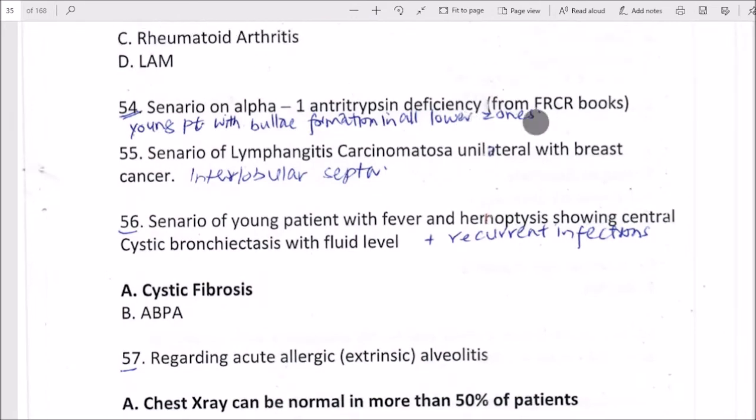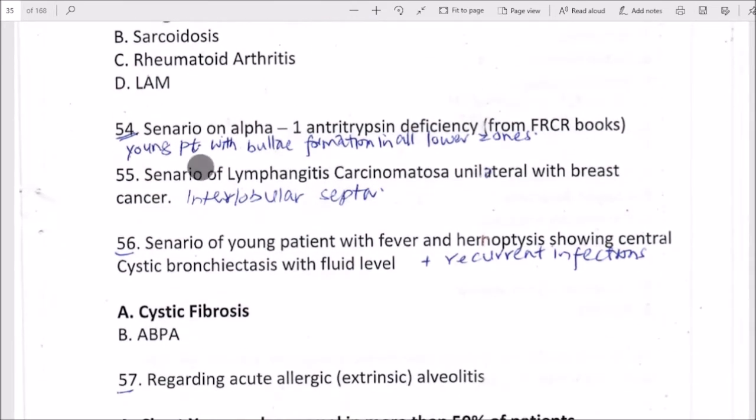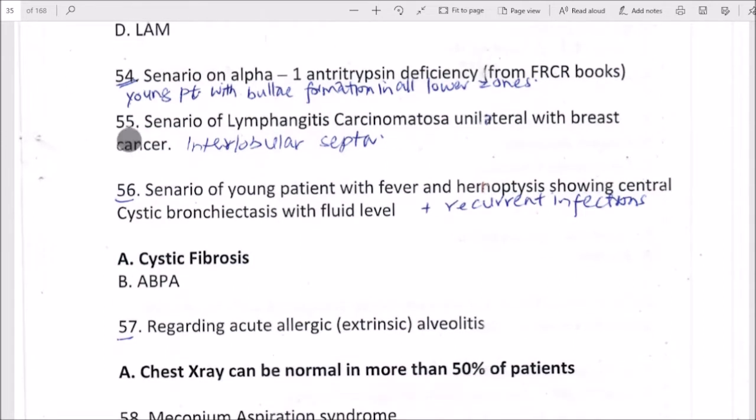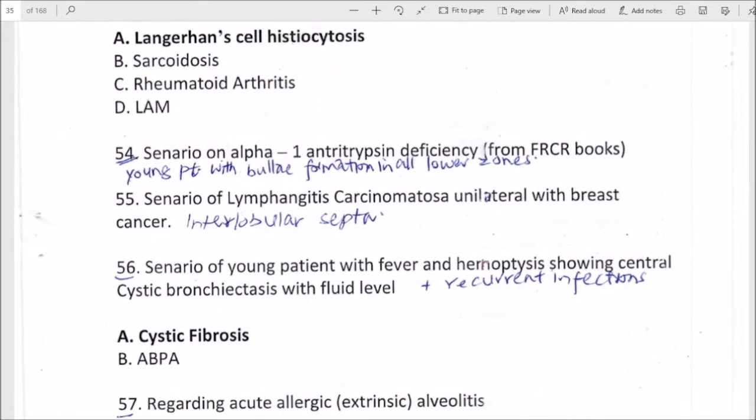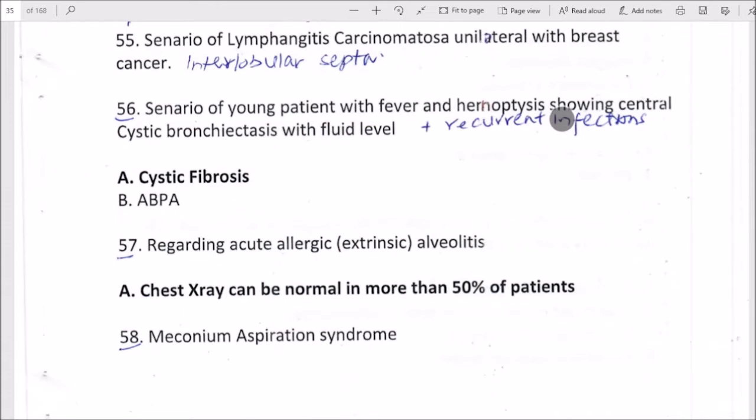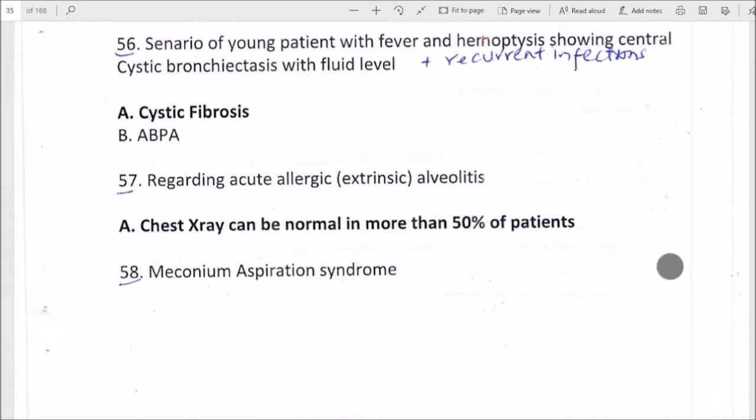54. Scenario of alpha-1 antitrypsin deficiency from our books: young patient with bullae formation in all lower zones. 55. Scenario of lymphangitis carcinomatosa, unilateral, breast cancer: interlobular septal thickening with nodular interlobular septal thickening. 56. Scenario of young patient with fever and hemoptysis showing central cystic bronchiectasis with fluid level plus recurrent infection: cystic fibrosis.